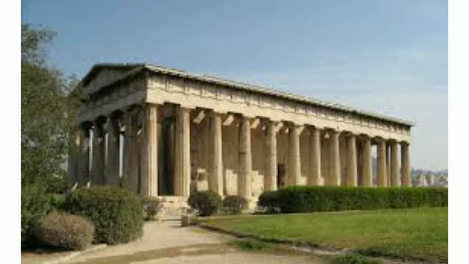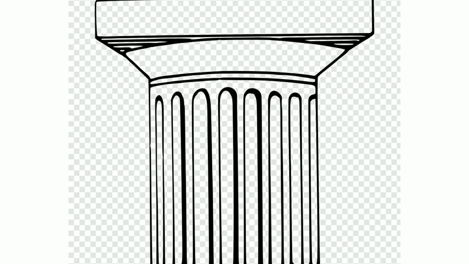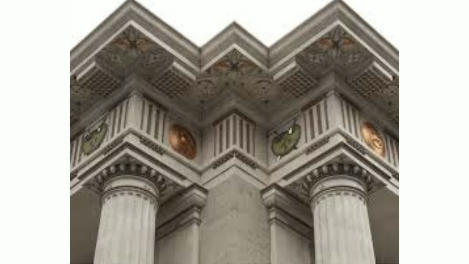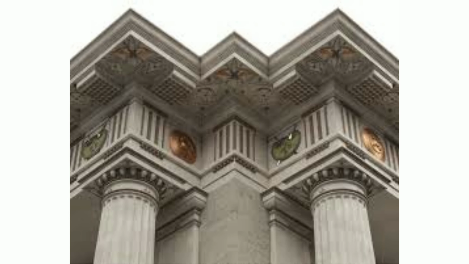The capital consists of a necking or annulet, which is a simple ring. The echinus is a convex or circular cushion-like stone, and the abacus is a square slab of stone. Above the capital is a square abacus connecting the capital to the entablature. The entablature is divided into three horizontal registers, the lower part of which is either smooth or divided by horizontal lines. The upper half is distinctive for the Doric order.